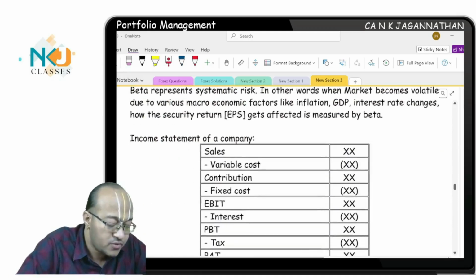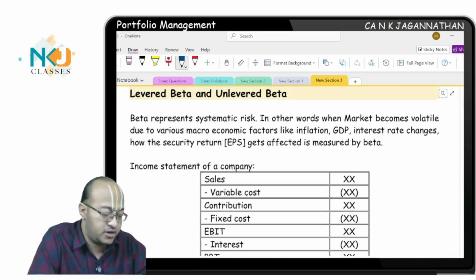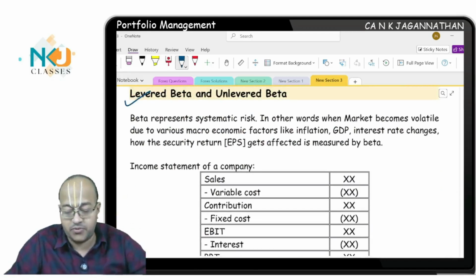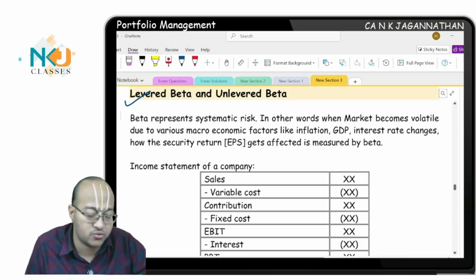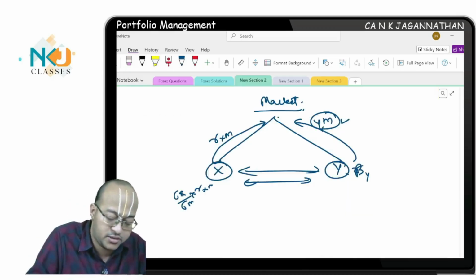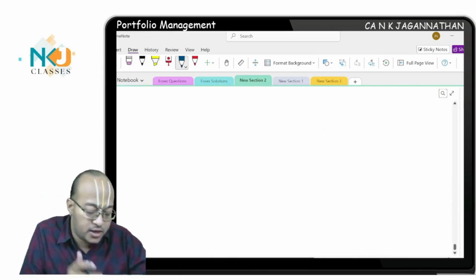Next, levered and unlevered beta. Very, very important concept. Levered and unlevered beta. I'll give you a background and then I'll explain. No need to see all these notes; I'll explain separately. To understand this, I'll give you a background.